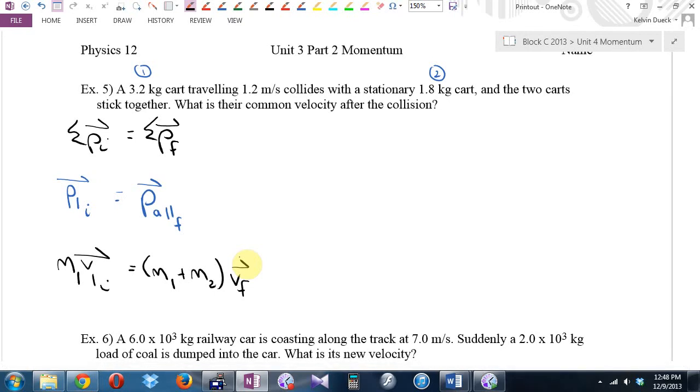What's this question asking me to find? Which velocity? Oh, V final? How would I get the V final by itself? Divide by what?